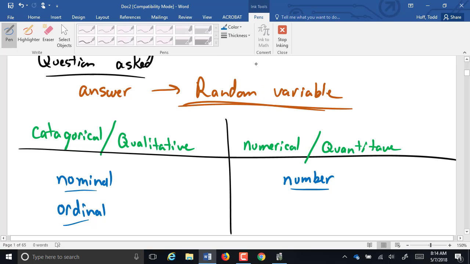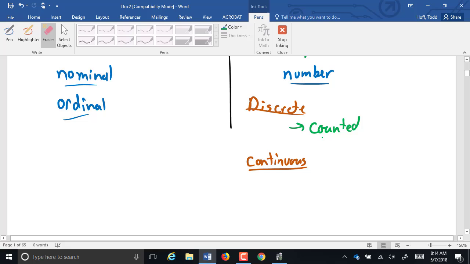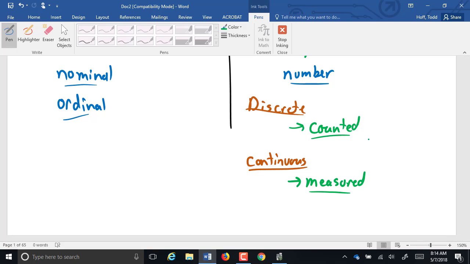Now, numerical data gets divided into two subcategories. There's discrete and continuous. Discrete simply means can be counted. How many cars do you own? You can count them. How many classes do you have? You can count them. How many children do you have? You can count them. Continuous is generally measured. How long did it take you to complete that part? That's continuous. You're measuring your time.